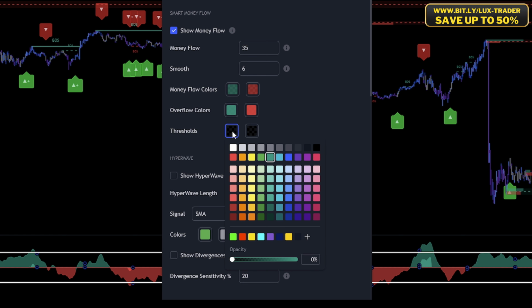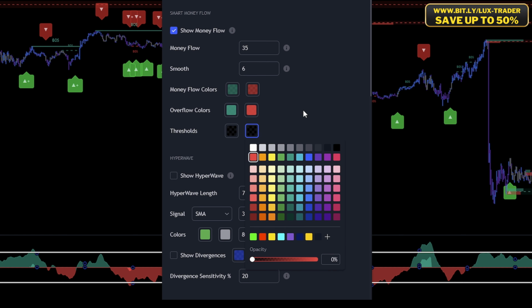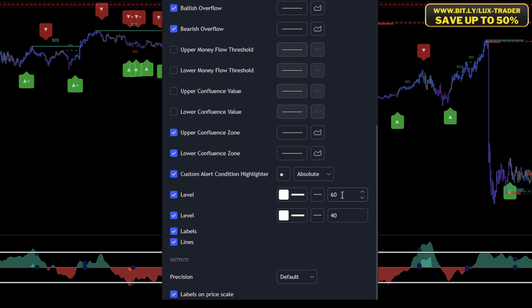Now we want to click the thresholds and set its opacity to 0%. In the style section, change the levels to 60 and 40, change the color of the lines to white, and change the line type to line.